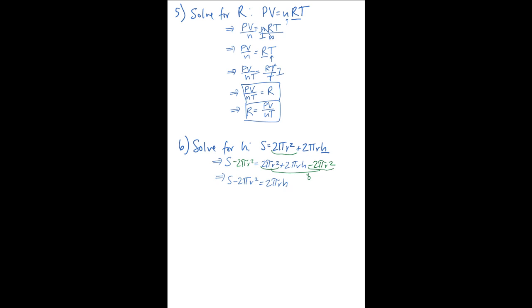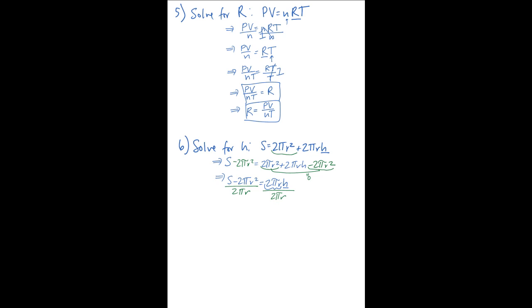Now again, I still want to get the h by itself, so I need to get rid of this 2 pi r. What is the 2 pi r doing there in the equation? It's being multiplied by the h. So what's the opposite of multiplying by 2 pi r? Dividing by 2 pi r. And I can divide both sides of the equation by 2 pi r. Notice I divide everything on each side by 2 pi r.